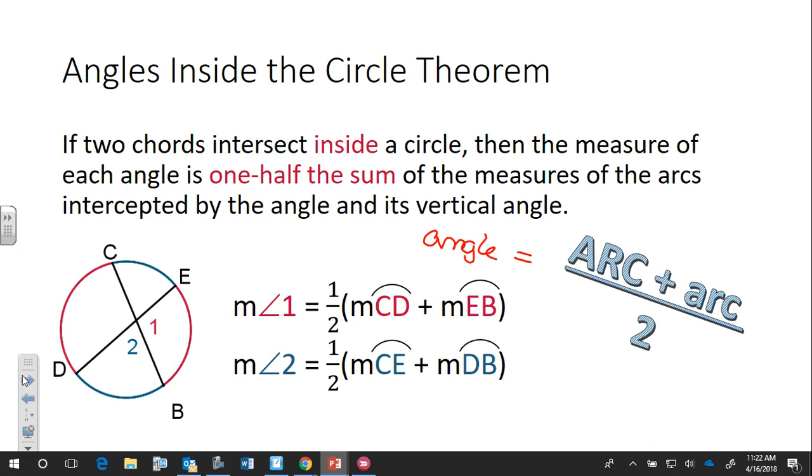So again, the math is not hard here, right? We're not dealing with a lot of complicated algebra. All we're doing is adding two things and dividing by 2, or in the previous situation, either doubling it or halving it. So if I wanted to know what arc CD was, I would have to know the angle and the other arc. This plus this divided by 2 is this.